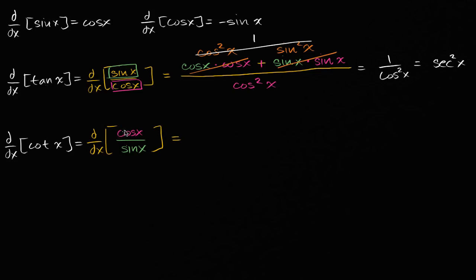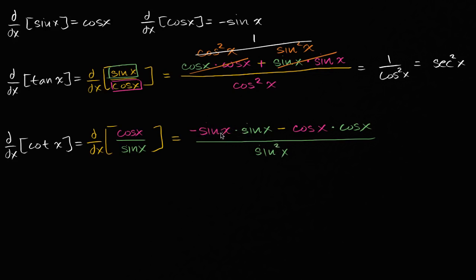So this is going to be the derivative of the top function, which is negative sine of x, times the bottom function, so times sine of x, minus the top function, cosine of x, times the derivative of the bottom function, which is just going to be another cosine of x, and then all of that over the bottom function squared. So sine of x squared.